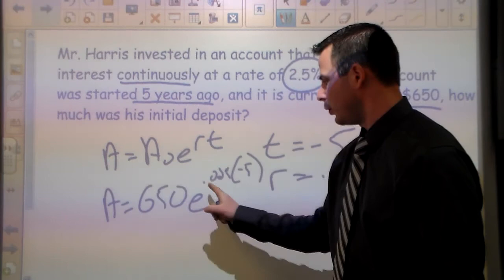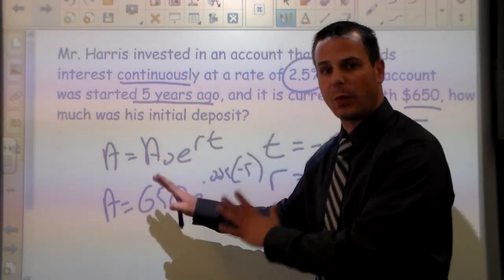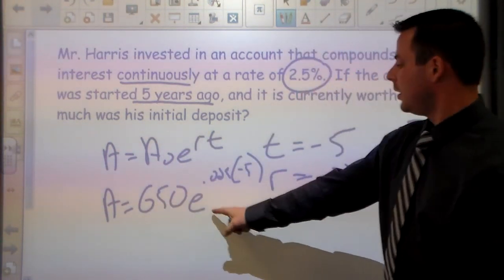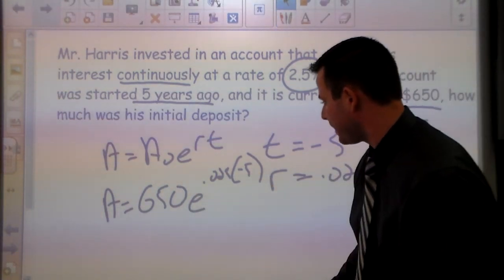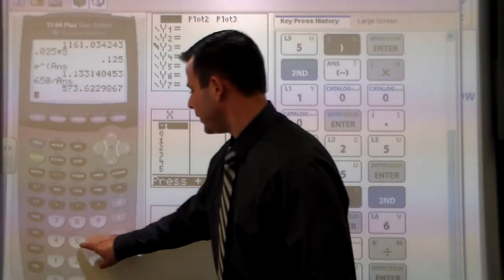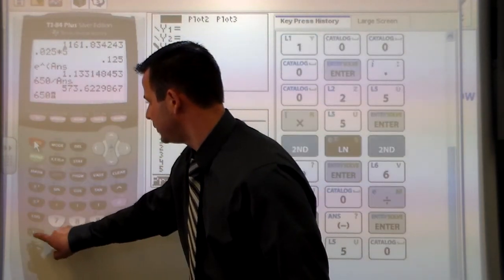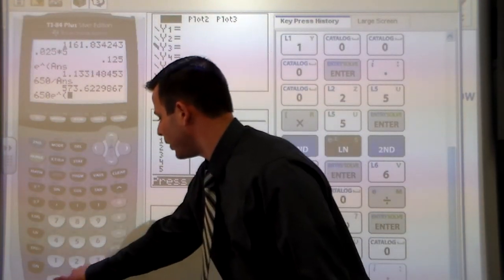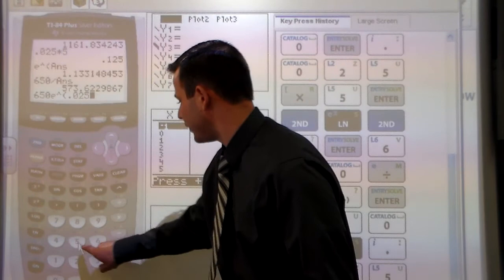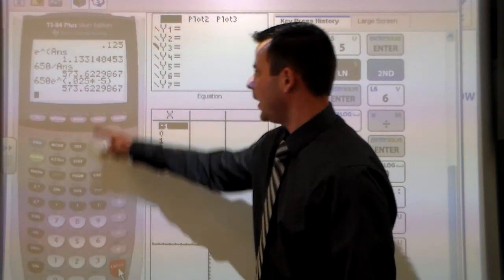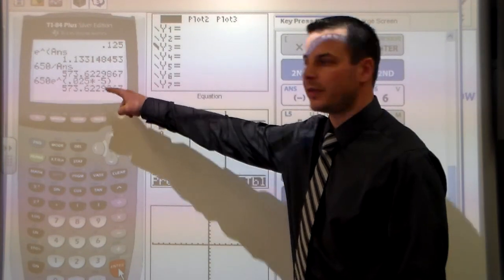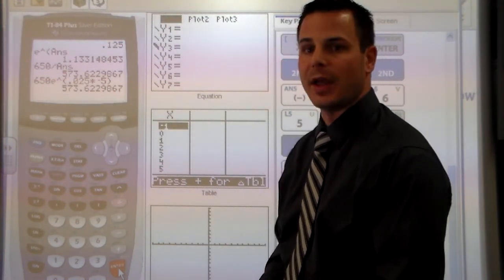And if you do this all in your calculator, you can plug it in just the way it looks. 650 e to the 0.025 times -5. You plug it in just like that. Enter. And there we go. You can see, proof is in the pudding, same exact value that we started with.